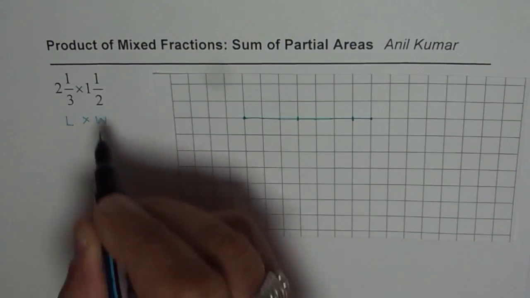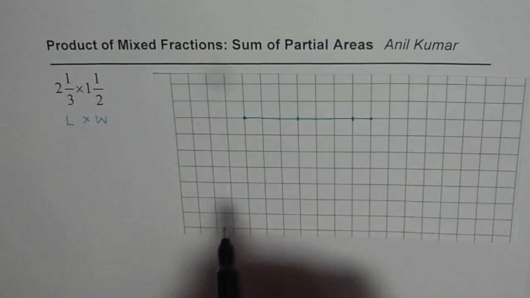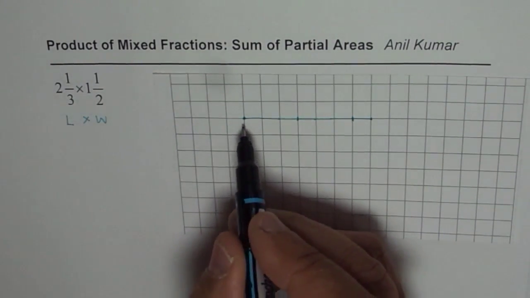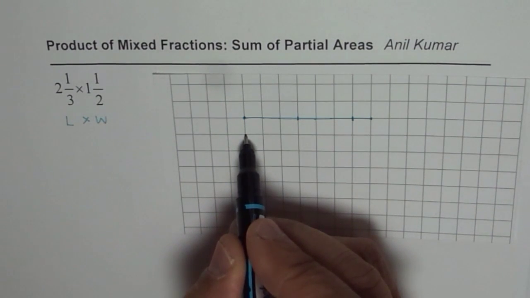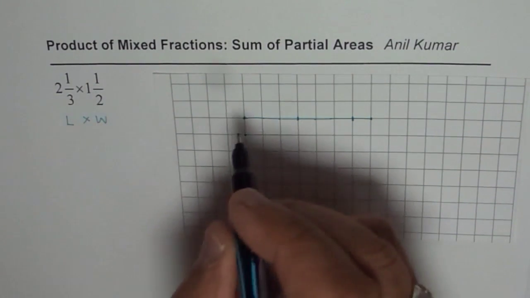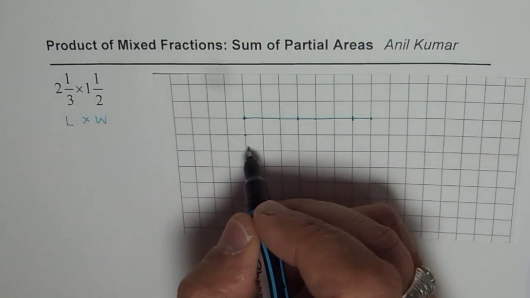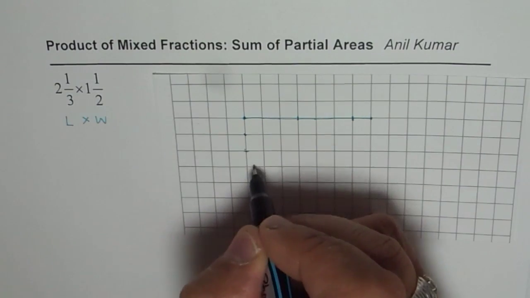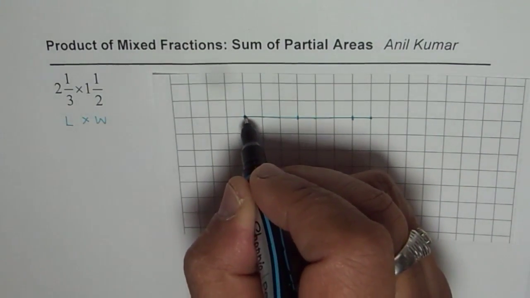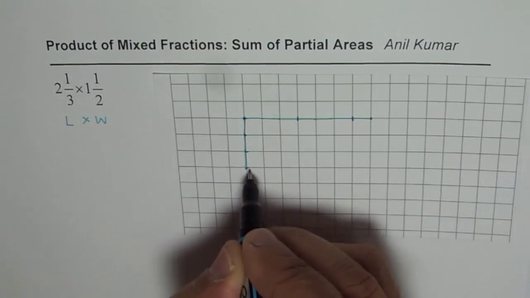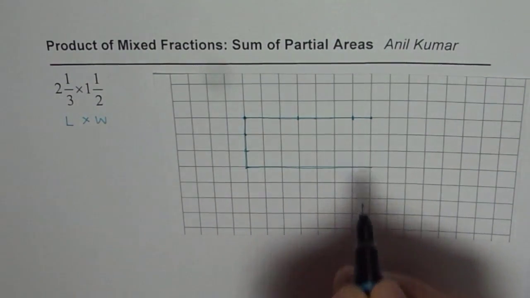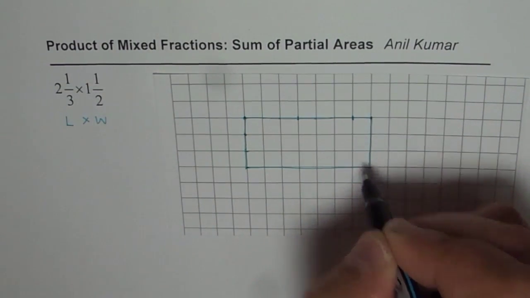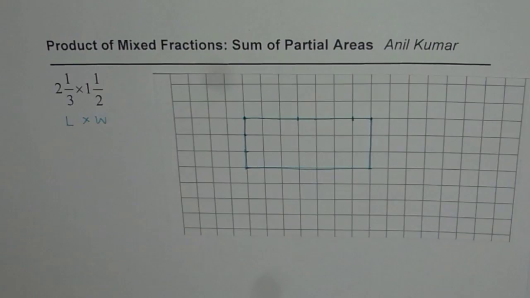Now the width, 1 and a half. Now let us not take 1/3 as each square. Then it becomes very difficult, right? So half is a better thing to go with. We can always go with a different scale. So half and half gives us 1, and then half. So 1 and a half. So we get a rectangle which is right there. Do you see that? So this is a rectangle which represents our fraction.